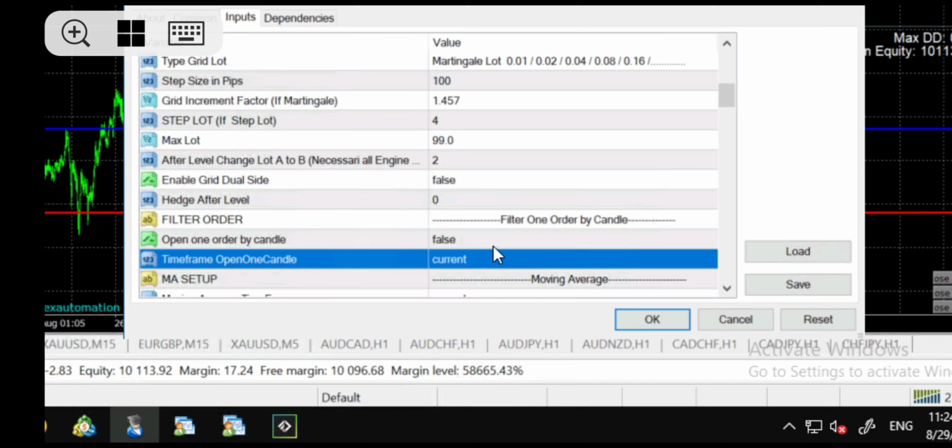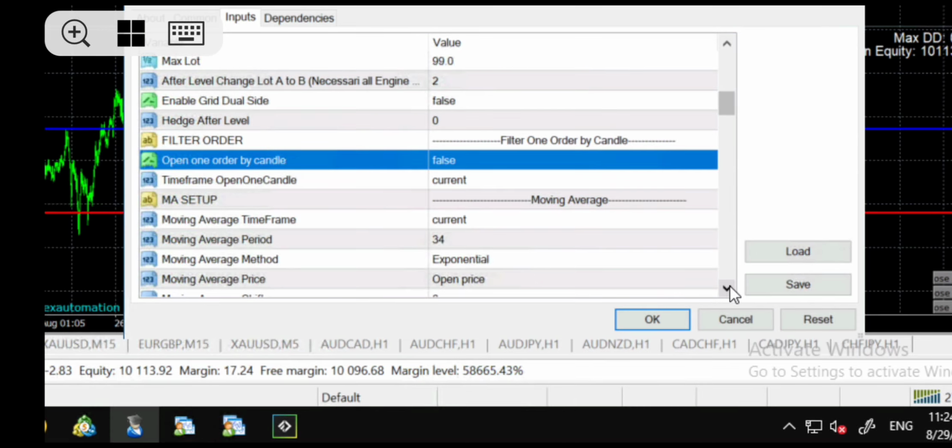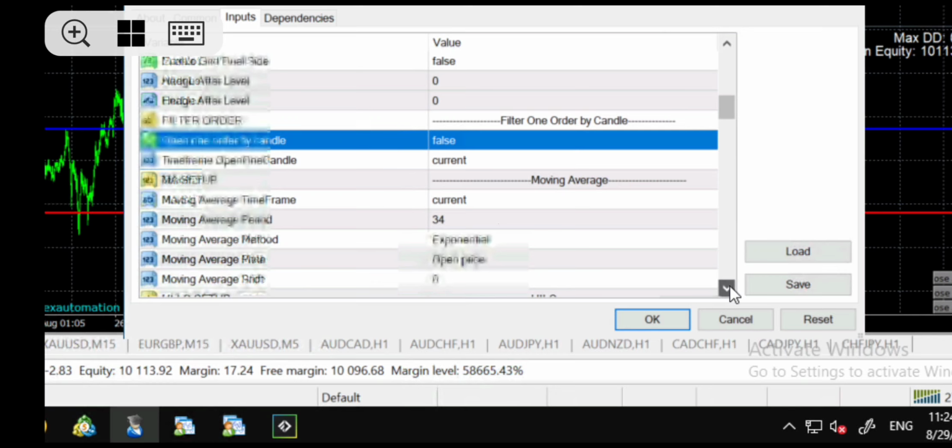If you enable this, let's move on smoothly. I don't want to touch this moving average and the like.